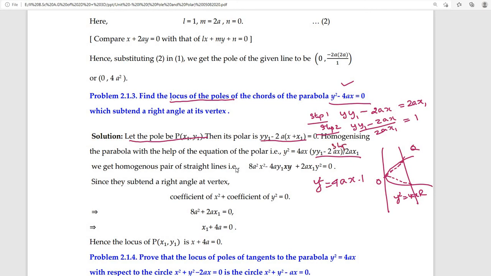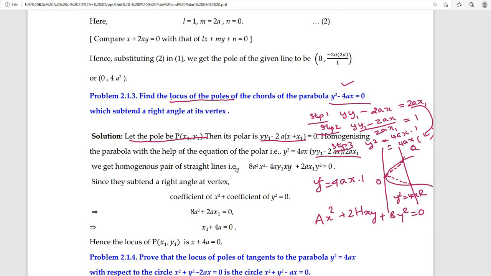In step 3, in this case we have y square is equal to 4ax, where the single term has degree 1, and with that only this 1 is to be multiplied, so that 4ax is multiplied by the same expression. When you simplify, you get the form ax square plus 2hxy plus by square equal to 0, the homogenized form of the equation of these two lines passing through the origin.